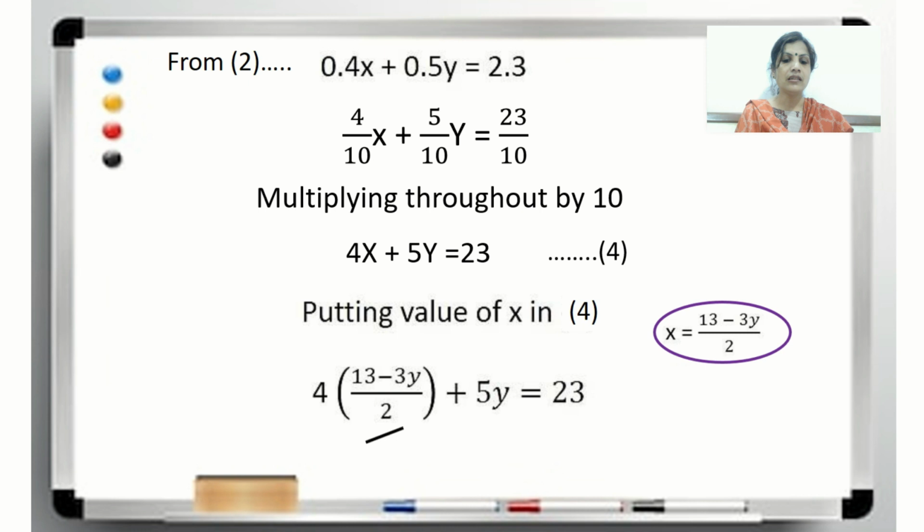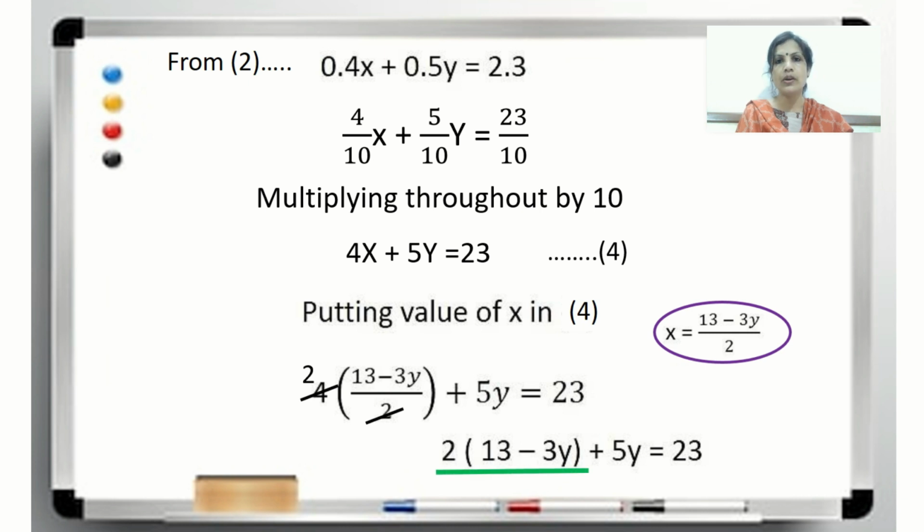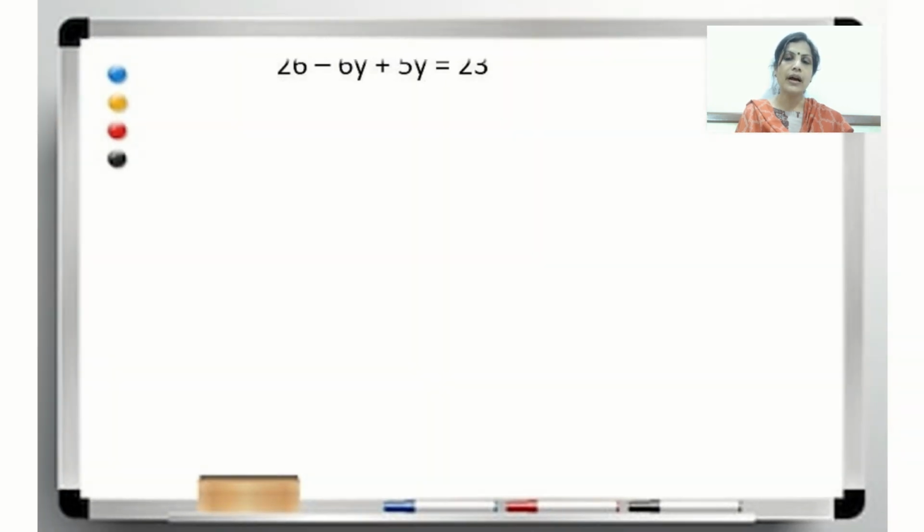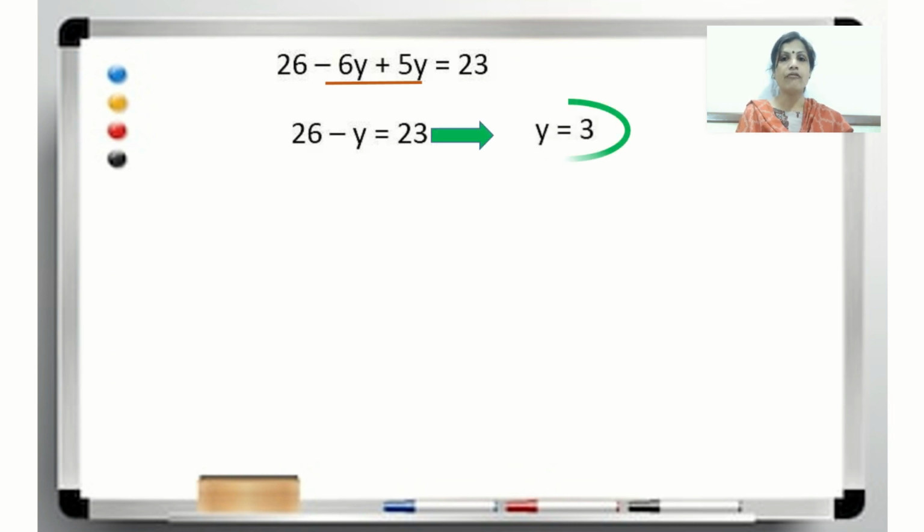Now here we can cancel this. 2 2s are 4. So what are you left with? We are left with 2 in the bracket, 13 minus 3y, plus 5y is equal to 23. Now you have to multiply this 2 with the bracket and simplify the equation. After simplification, what we get is 26 minus 6y plus 5y is equal to 23. Again solve it. Minus 6y plus 5y is minus y. So 26 minus y is equal to 23, and so we get y is equal to 3. So you found the value of y as 3.